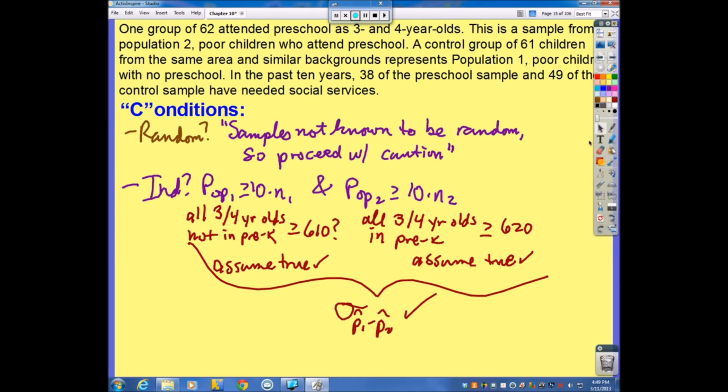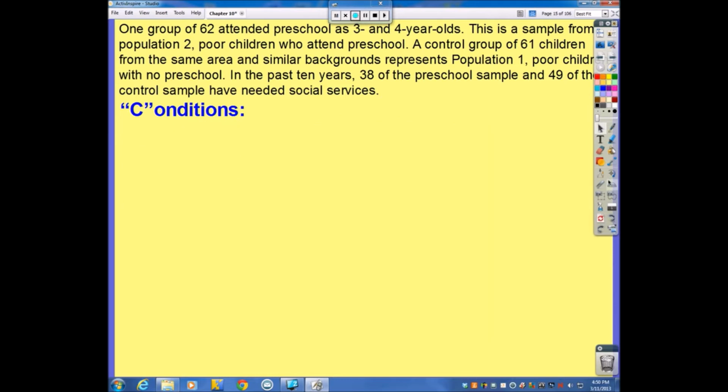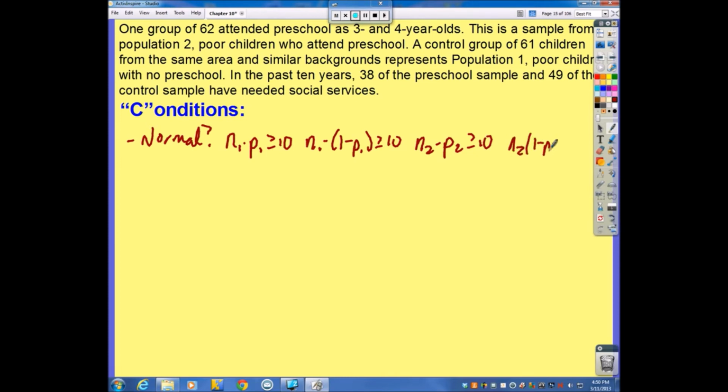Now, I'm going to clear all this just to get a little bit more room for my normal condition. So if you need to pause and write this down, go ahead and do that. Otherwise, the normal condition is: is N1 times P1 greater than or equal to 10, is N1 times 1 minus P1 greater than or equal to 10, is N2 times P2 greater than or equal to 10, is N2 times 1 minus P2 greater than or equal to 10.